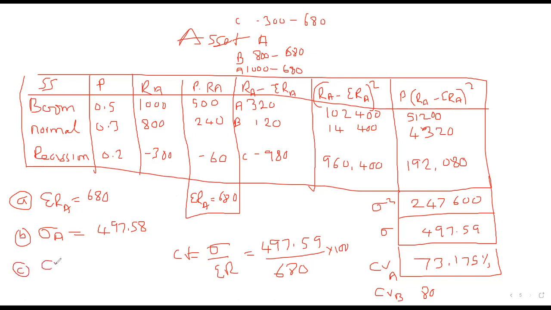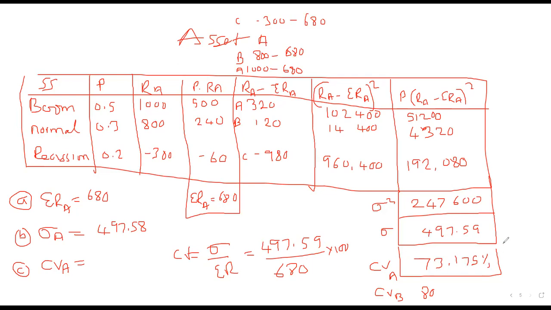Using this risk and return model, you need to calculate the coefficient of variation, CV. Coefficient of variation simply gives you the variability, the chances in percentage of how much this asset is varying from expected return. So the assumption is that the higher the coefficient of variation, the higher the margin of error, or the higher the risk associated with the asset. So when you divide 497 by 680 times 100, you find 73.18.